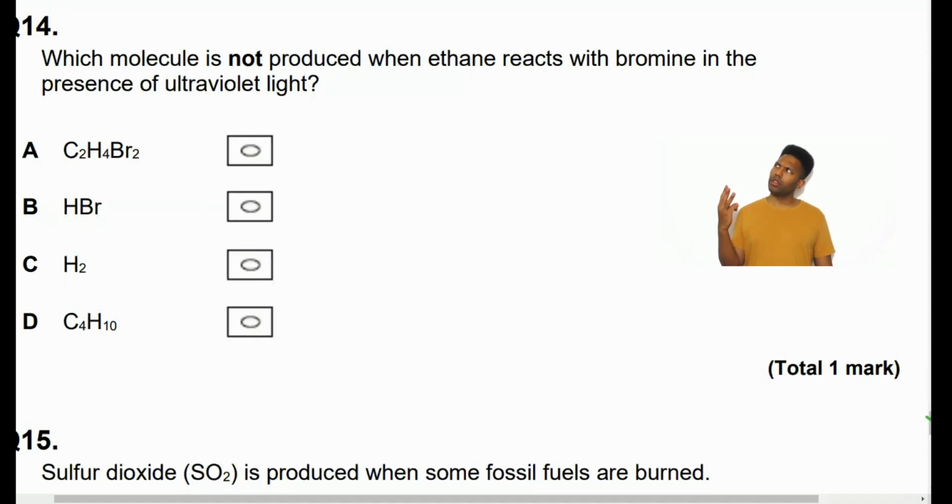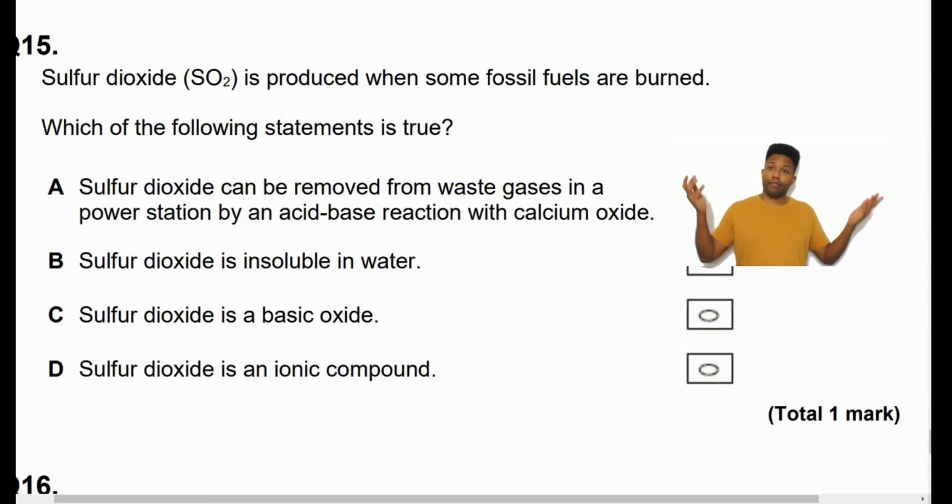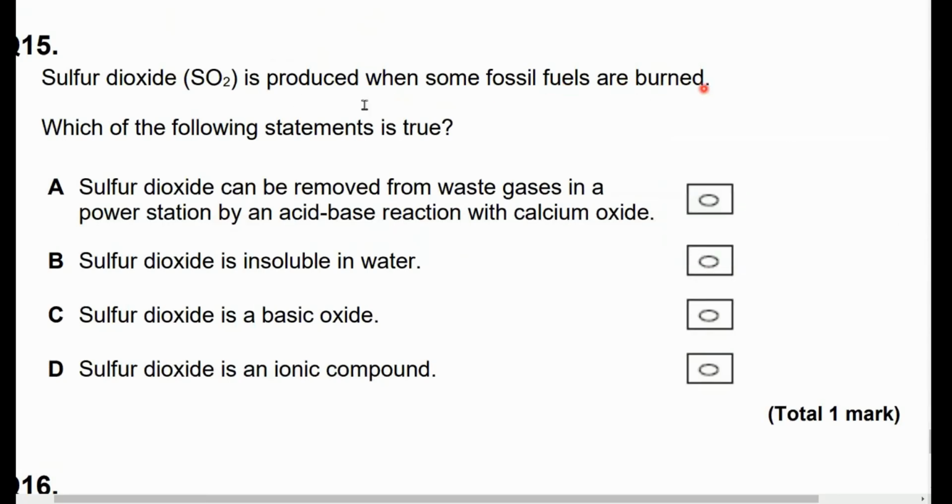Yeah, question 15. As I was saying, sulfur dioxide is produced when some fossil fuels are burned. Which of the following statements is true? Sulfur dioxide can be removed from waste gases in a power station by acid-base reaction with calcium oxide. Let's start at the bottom because the top one's the correct answer. Sulfur dioxide is ionic. No, it's two non-metals.